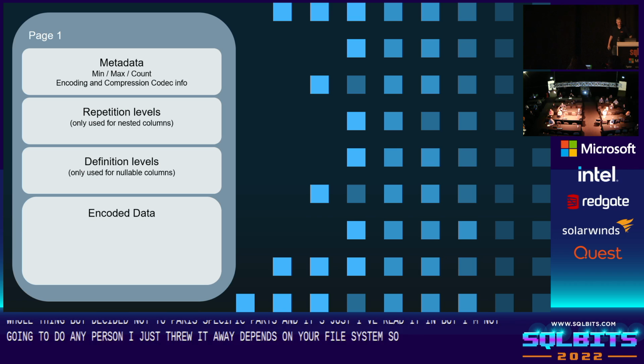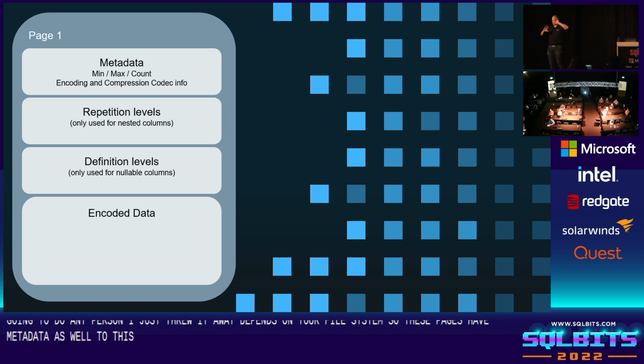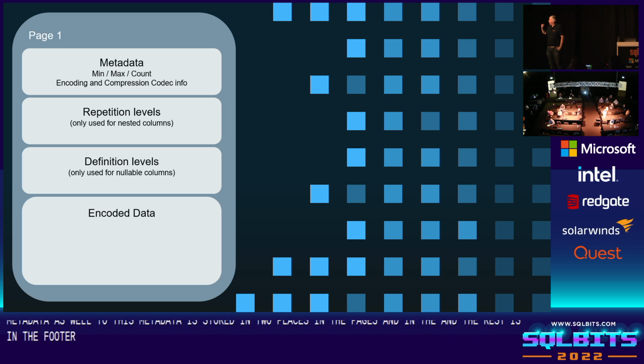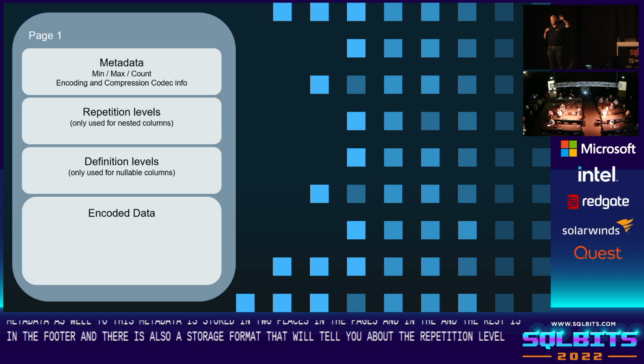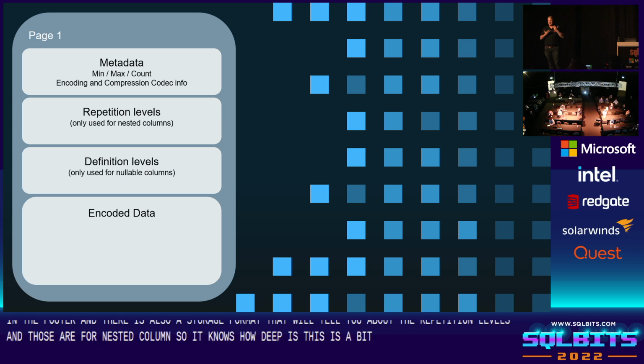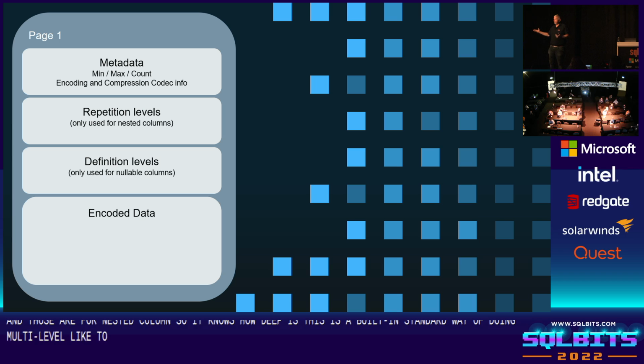So these pages have metadata as well. So there's metadata stored in two places, in the pages and the rest is in the footer. And there's also a storage format that will tell you about the repetition levels, and those are for nested columns, so it knows how deep it is. This is a built-in standard way of doing multi-level, like the JSON stuff. It will just organize this for you.